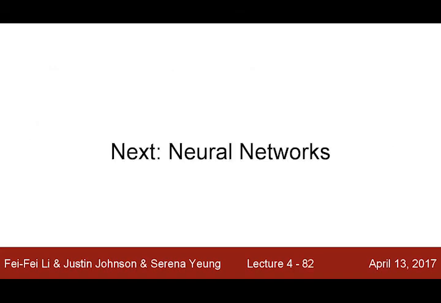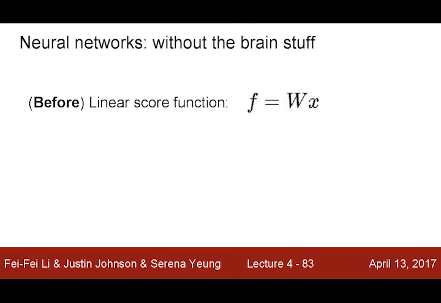지금까지 배운 내용을 기반으로 뉴럴 네트워크에 대해서 배우도록 하겠습니다. 뉴럴 네트워크는 브레인이라는 biological inspiration에서 시작됐는데 사실 브레인이 동작하는 방법과는 다릅니다. 여기서는 브레인에 대한 것들 없이 뉴럴 네트워크에 대해서 설명을 하도록 하겠습니다. 우리는 지금까지 f equal w times x라는 linear score 펑션에 대해서 다루었습니다. 그리고 backpropagation을 통해서 w 값을 옵티마이즈 하는 것에 대해서 배웠습니다.